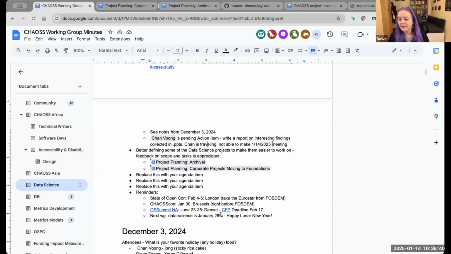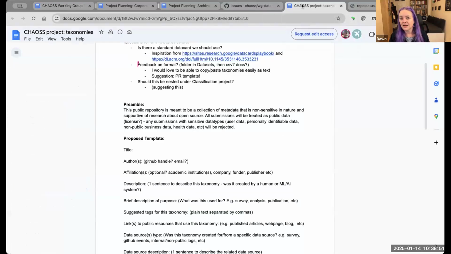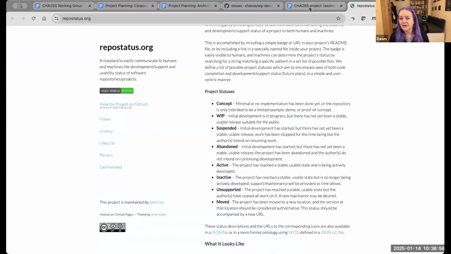Okay, so we have 12 minutes since the meeting ends at 10 till the hour. So do we want to come back? Is that enough time to come back to that taxonomy question and whether or not we can fit the repo status stuff into the taxonomy, or maybe just talk about how we might do that?